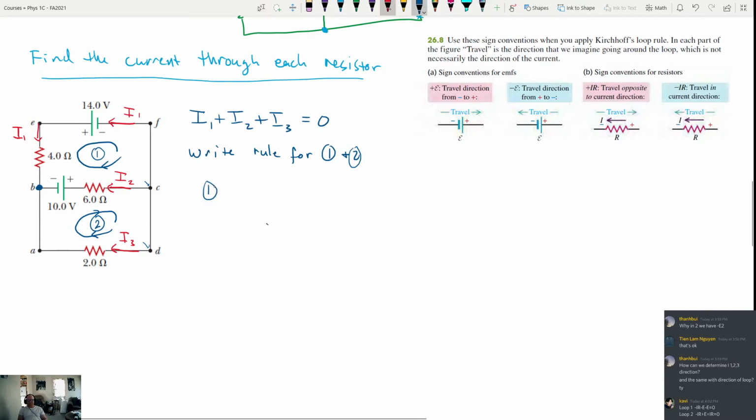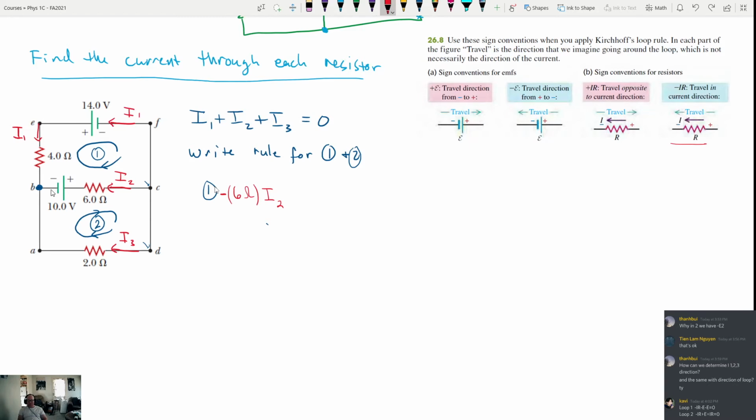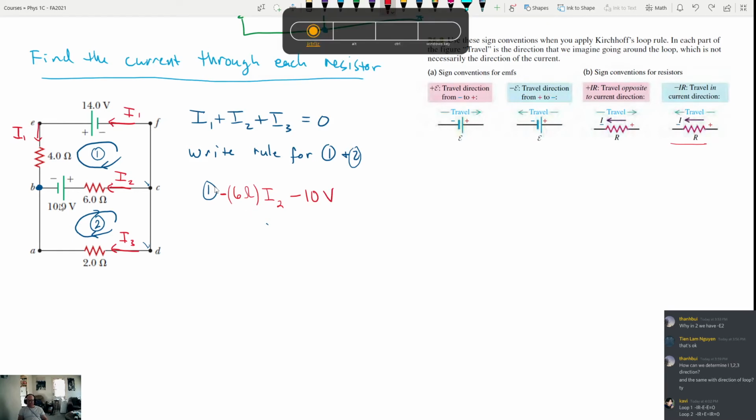So what you should have gotten is, as we move to the left right here, there's a 6 ohms times I2. And we're going in the same direction, so you should have a negative sign here because I2 and the loop direction are the same. So that corresponds to negative IR. Then we come to this, you have a positive here and a negative here, so we're going from plus to minus. So we're going to get a negative 10 volts. Again, when you go from plus to minus, you get negative E, in this case 10.